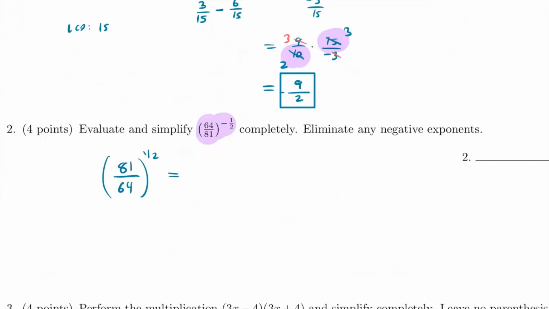And then here you can write this as a square root of 81 over a square root of 64, because that's what the power of 1/2 means. Then this will simplify to square root of 81, that's 9, and square root of 64, that's 8. And 9 and 8 have no common factor, so this will be your final simplified answer.